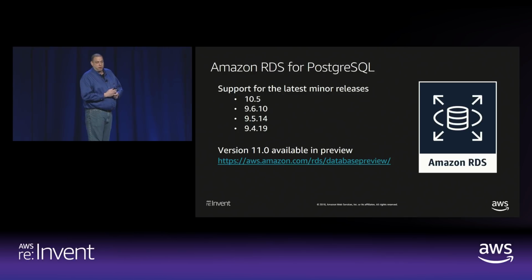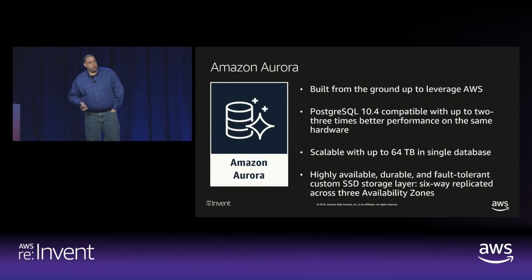Also, Postgres has quarterly patch and update maintenance releases. Apply them quickly. They're usually there for bug and security fixes. Aurora is built from the ground up, leveraging AWS services. It gives you some additional performance characteristics, and it'll automatically scale your storage up to 64 terabytes. You don't have to pre-allocate the storage, it'll scale with you. And it gives you additional durability and high availability options.